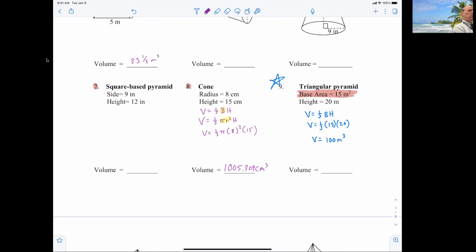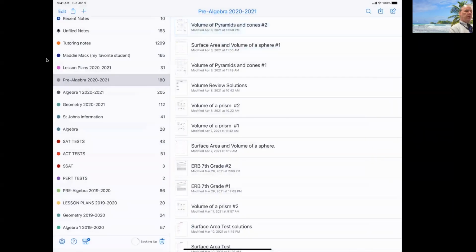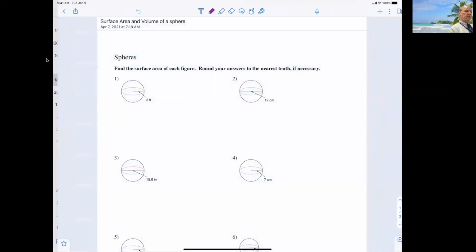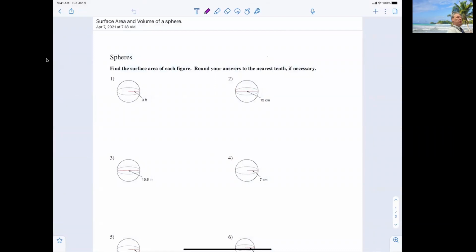Okay, that's good news. All right, now flip, and you're supposed to do surface area and volume of a sphere. Everybody pull that up. Now, surface area, which again is just what? What does surface area mean? The area of the surface.